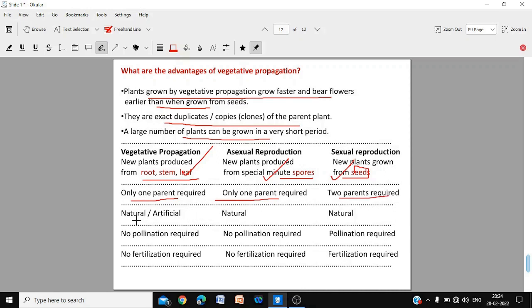Vegetative propagation can be natural or artificial. Asexual reproduction is natural and sexual reproduction is also natural. In vegetative and asexual reproduction, we do not need pollination or fertilization. In case of sexual reproduction, we need pollination followed by fertilization.